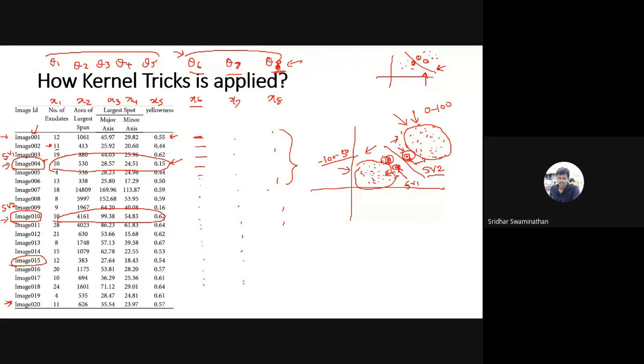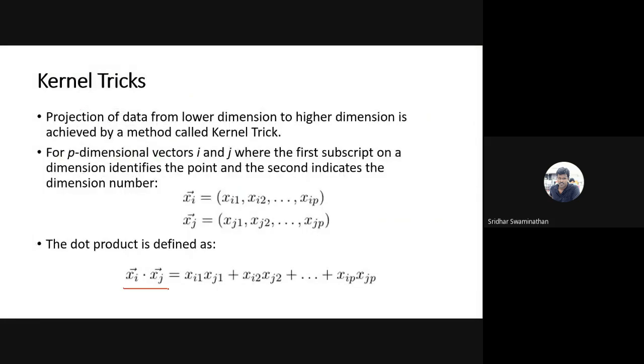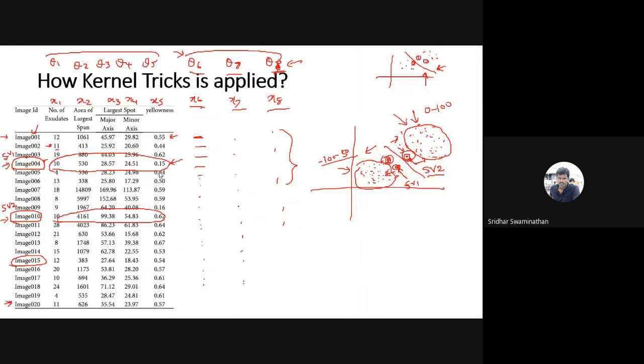Okay, now doing the dot product and then adding new dimensions through the support vector is actually called a kernel trick. You know, the kernel trick, what you do, you take 2 vectors and then take a dot product and then add it as a new dimension. That's it. Okay, so there are many ways you can do the kernel trick.